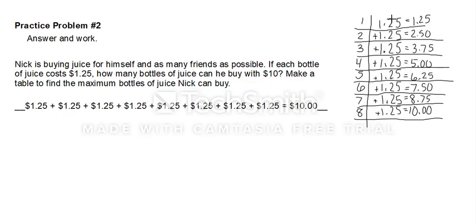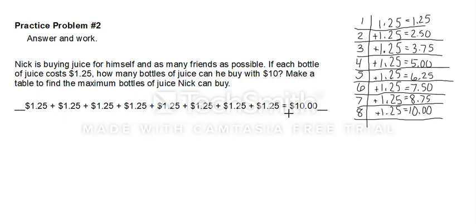So on this problem, I see if he had $10 and he wants to spend all of it or as much as he can, he doesn't have more than $10, but as close as he can get to $10, he was able to buy 8 bottles of juice. 8 bottles of juice, in fact, cost him exactly $10. So I made my table and I saw that.